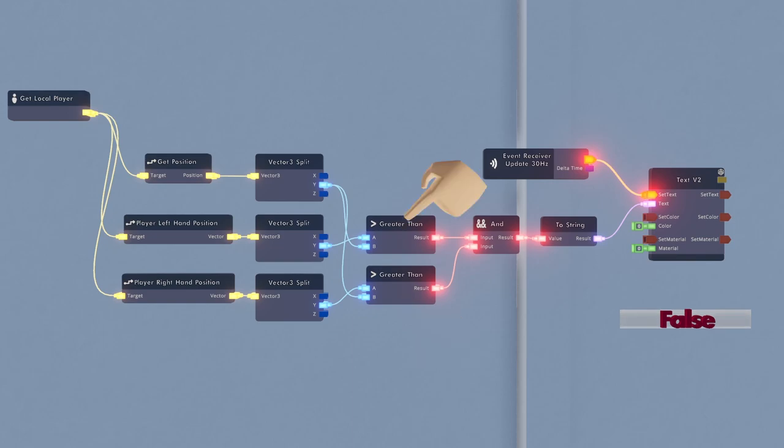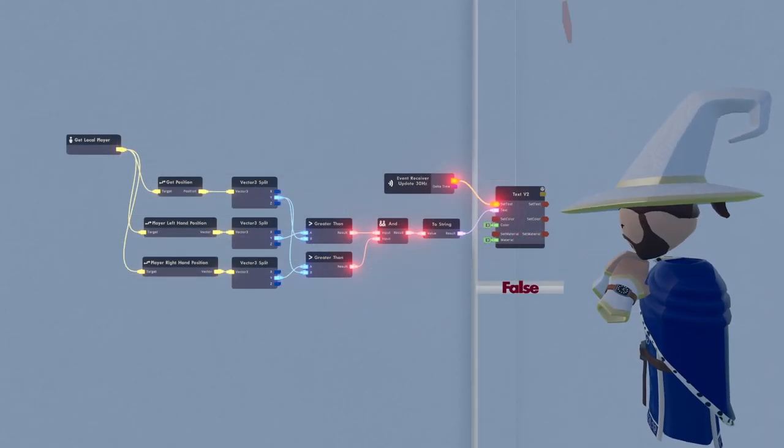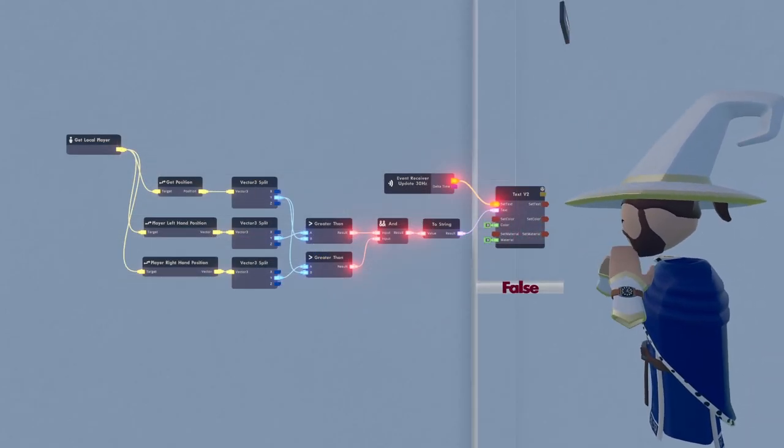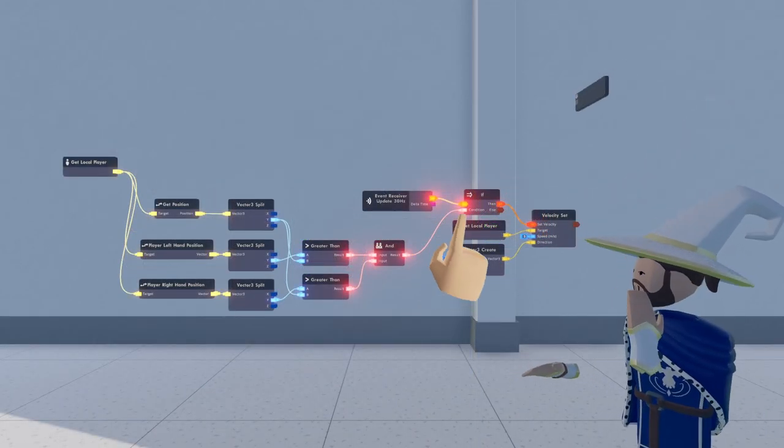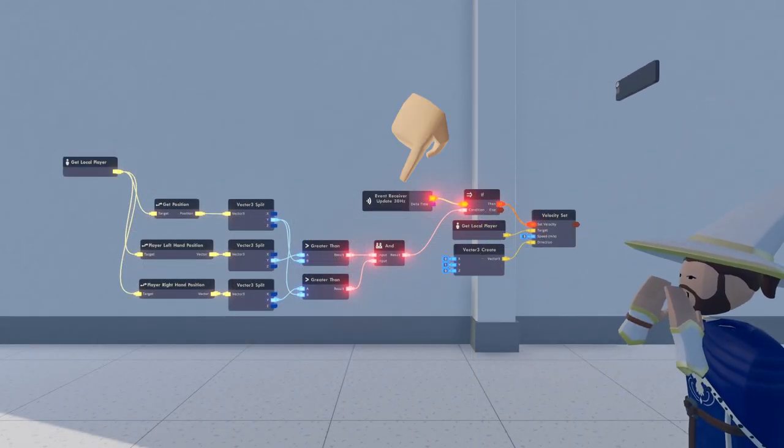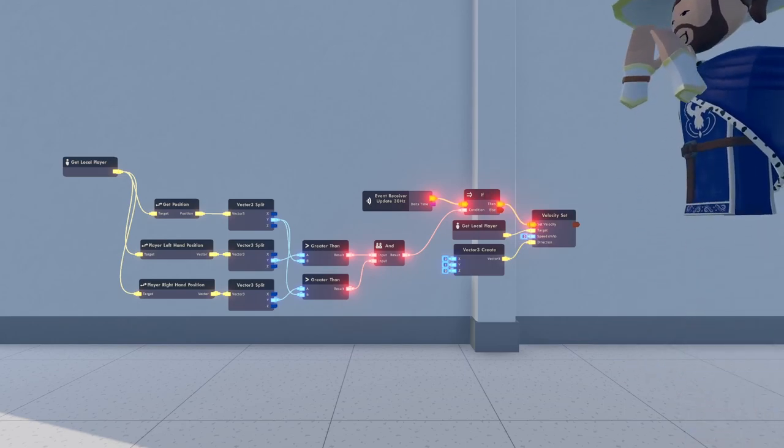Do this for both hands and run the greater than comparison through an And chip, and you can check if a player has both hands raised above their head. Use this boolean value as an If chip's condition with a 30Hz and a Velocity Add, and you can fly while raising your hands.